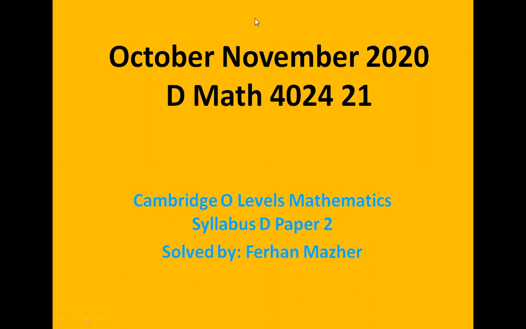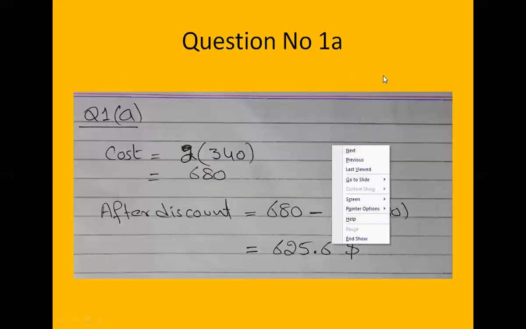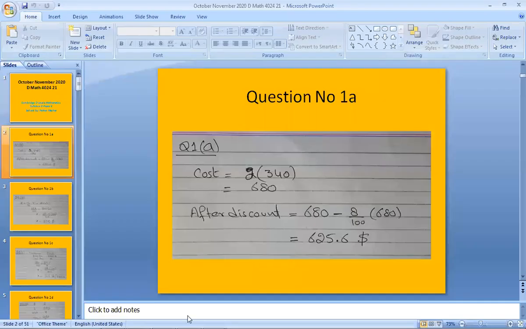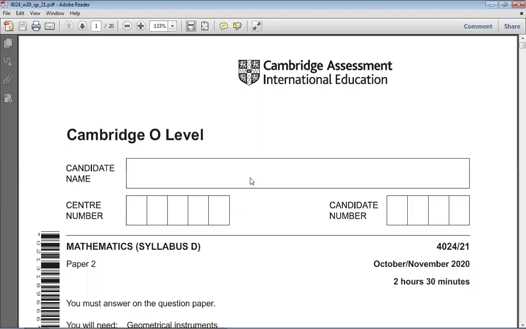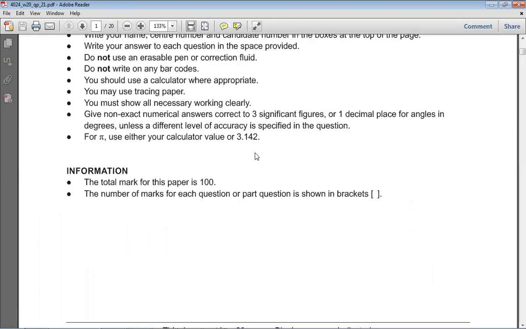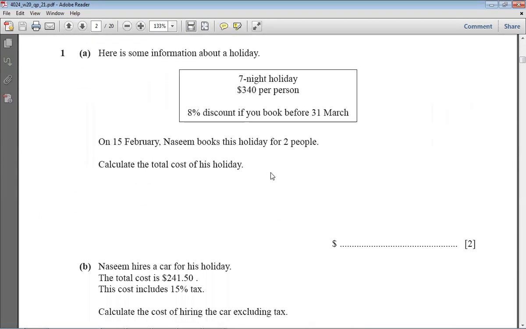The time allowed for this paper 2 is 2 hours and 30 minutes, and the special thing about this paper is that you are allowed to use your calculator. So let's start today's paper. Let me show the October November 2020 2-1 paper, the 2 hour 30 minutes paper. We call it paper 2. So let's start from the first question.